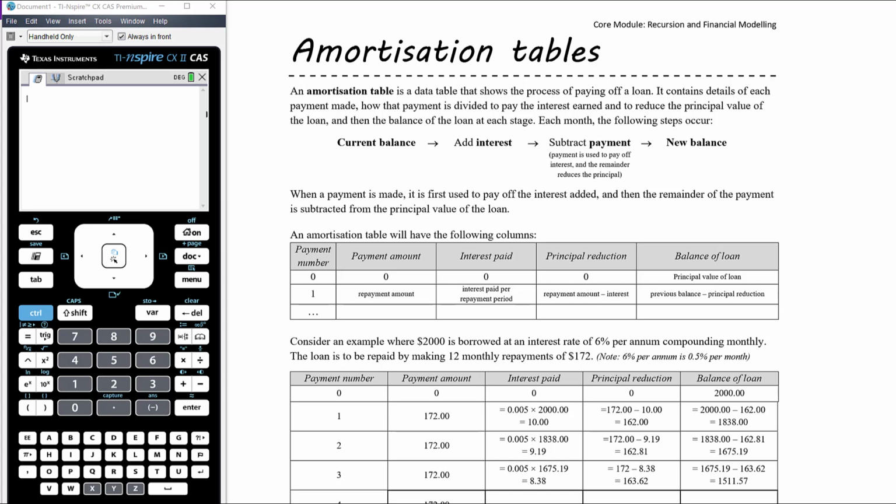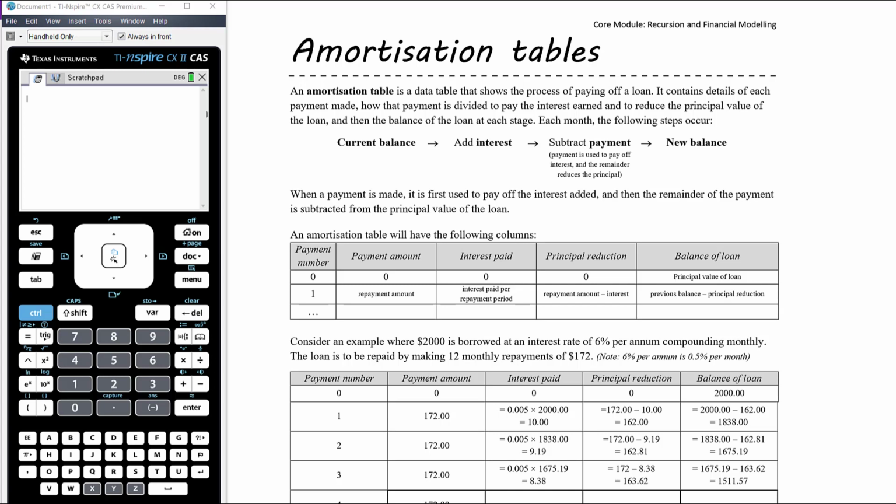Okay, so in our previous video, we introduced reducing balance loans, and we used a recurrence relation to model that. When we write it as a recurrence relation, we have both geometric growth, that's the compounding interest, and also linear decay, which is the repayment being made.